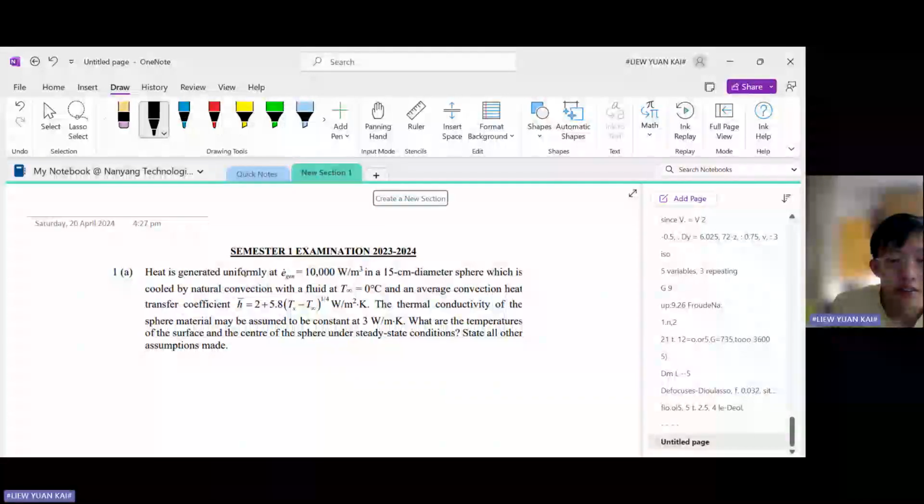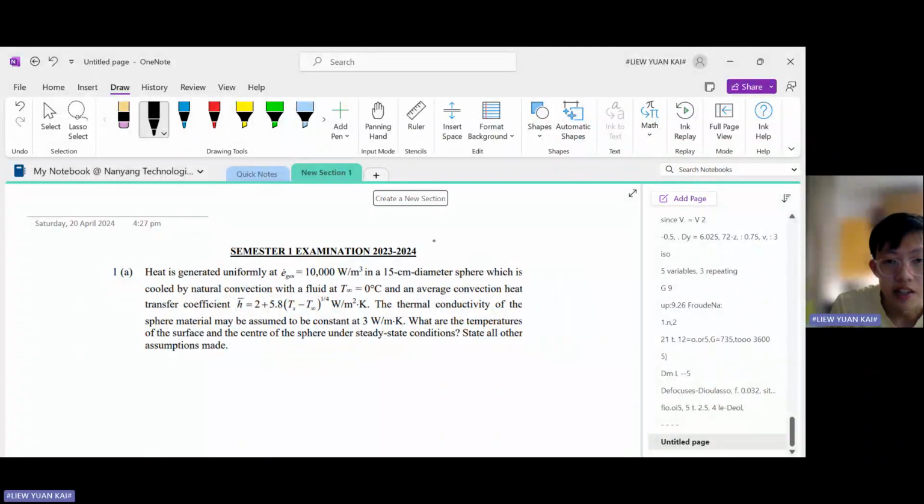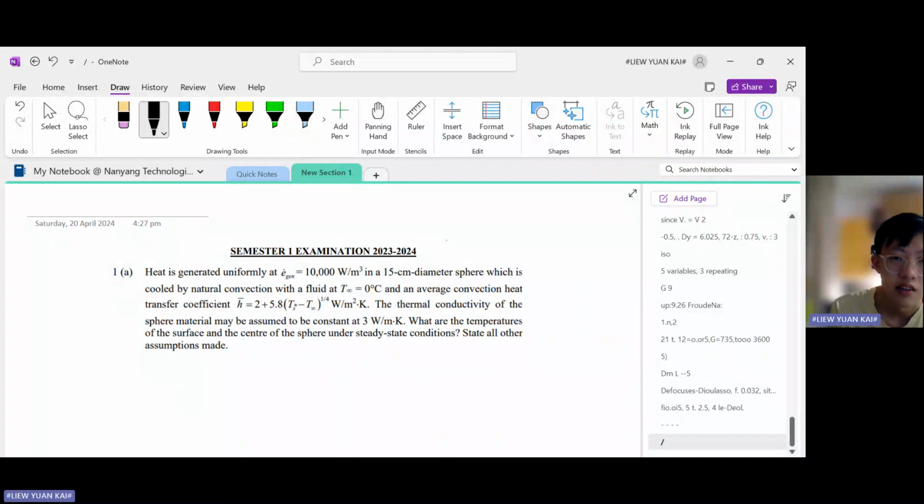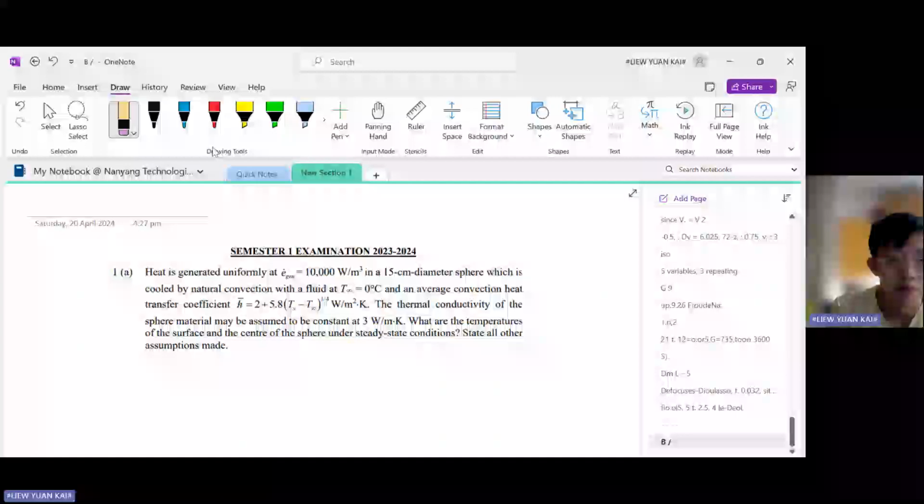Heat is generated uniformly with this volumetric heat generation rate in a sphere of this diameter. And then it is being cooled by a fluid with this ambient temperature. And the heat transfer coefficient is not a constant value, but it's a function of the surface temperature and the ambient temperature. But in the end, these two values are also constants, right? So actually this whole thing is a constant. It's just that we do not know what the surface temperature is.